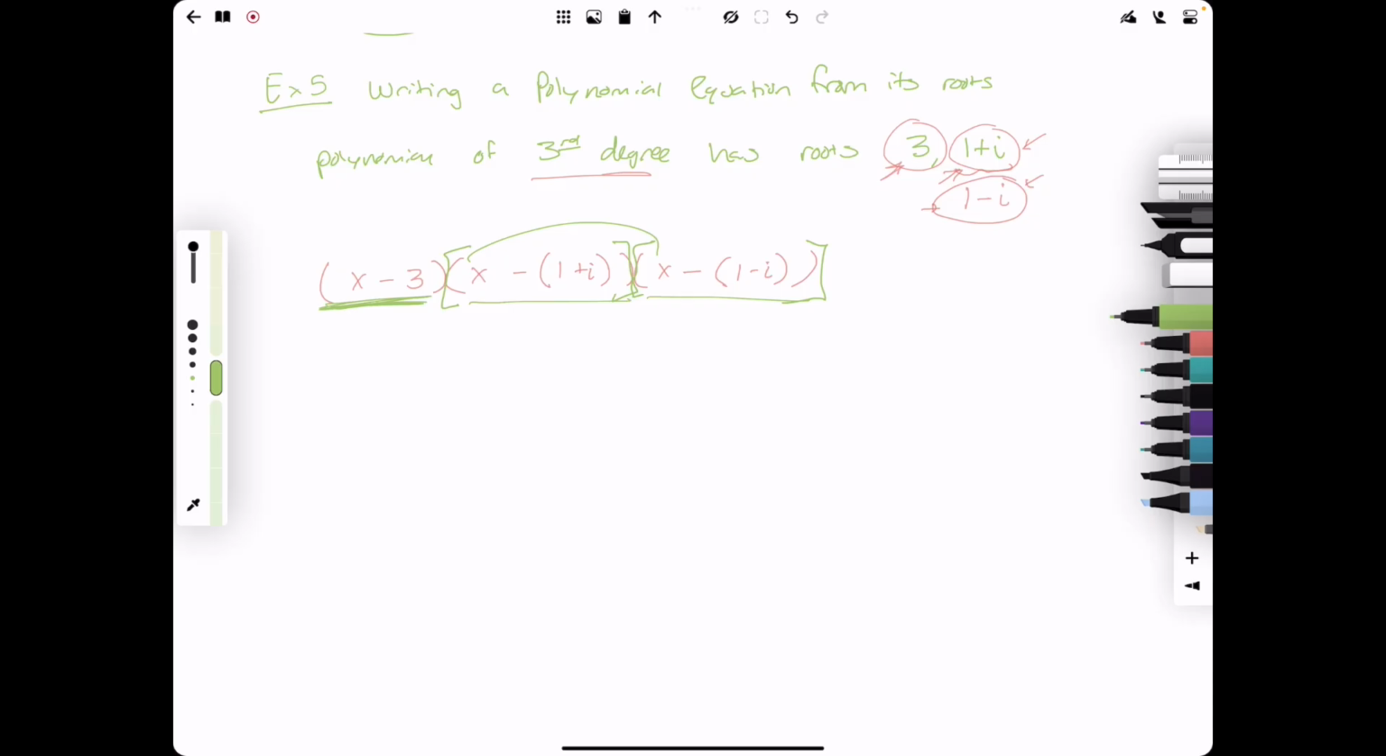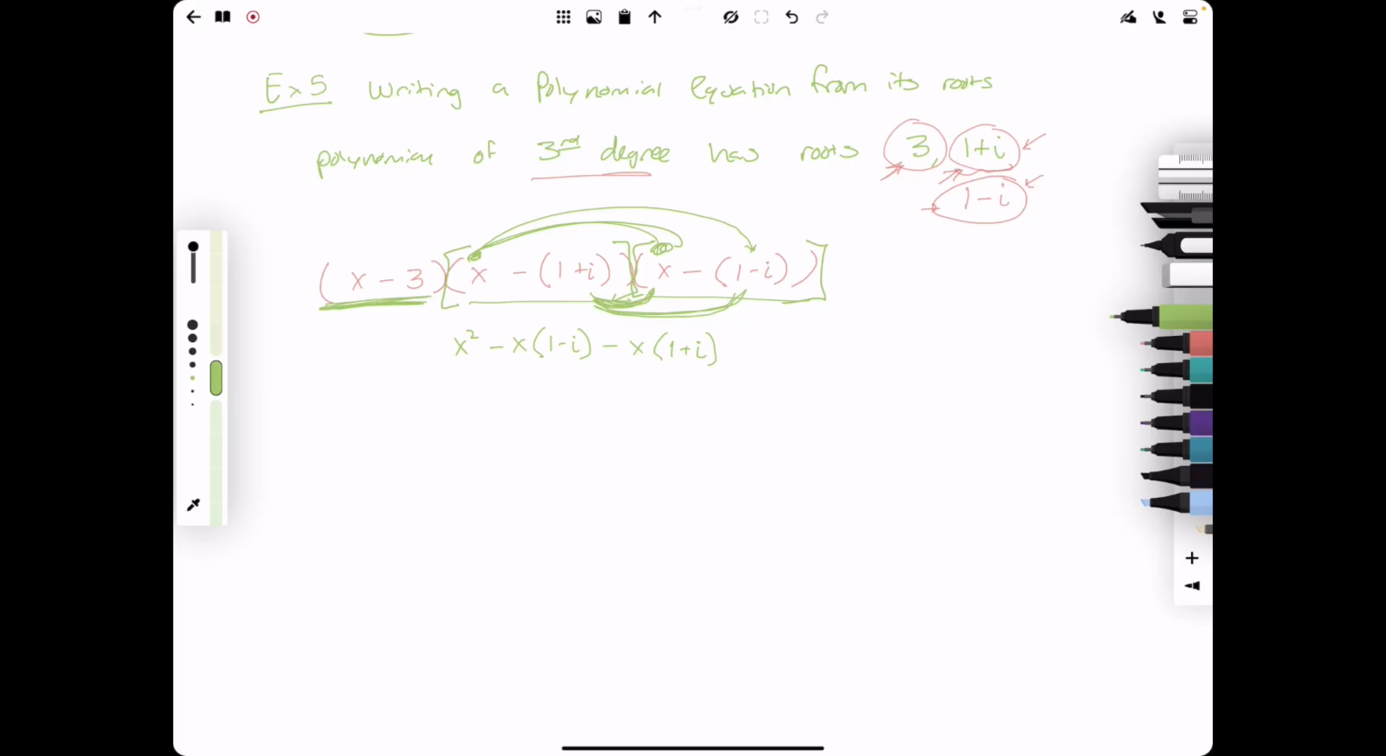So to FOIL this, I need to do first times first. x times x is x squared. Outer times outer: minus x times 1 minus i. I'm just doing the whole thing for right now, leaving it like that, and I'll distribute in a little bit. Inner times inner: x times negative, so it'd be a minus, x times 1 plus i. And then I have my lasts, and it's a negative times a negative.